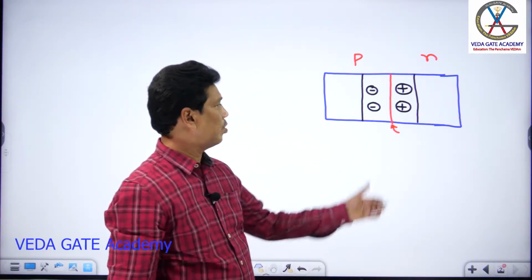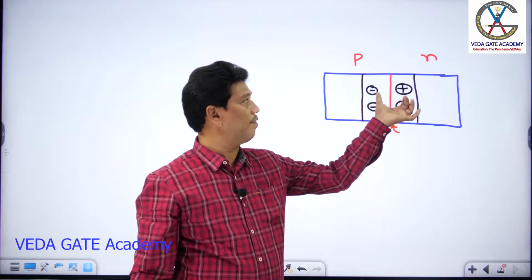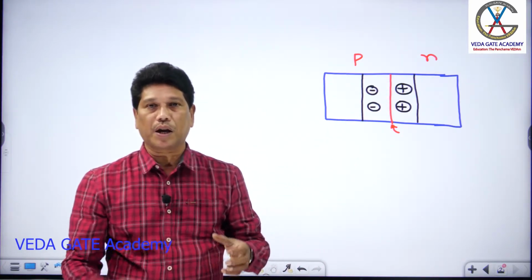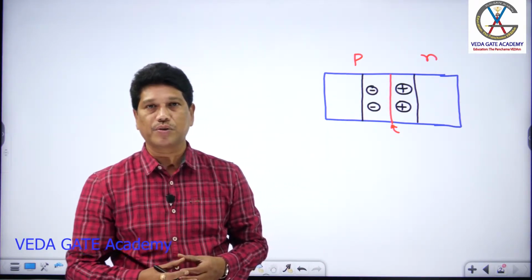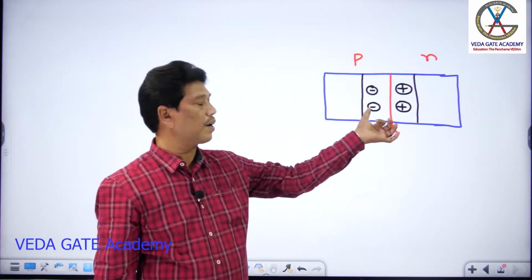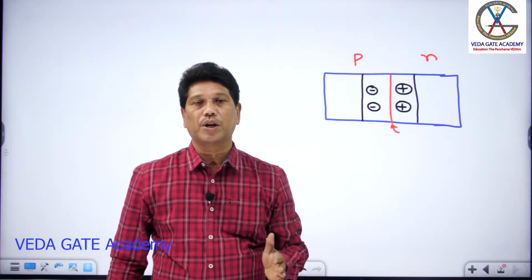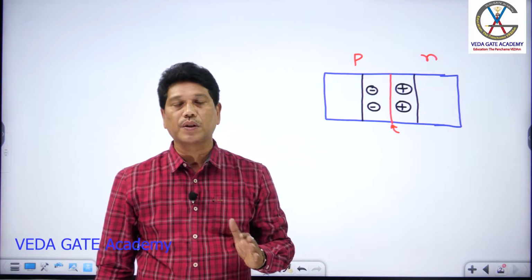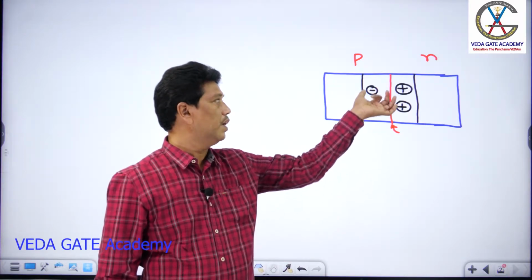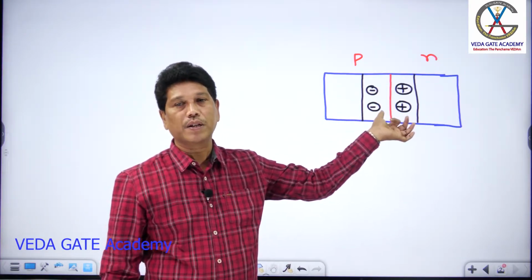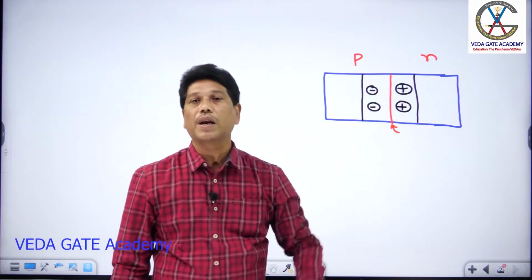Okay. So once you diffuse P-type and N-type together, across the junction there is some barrier effect, right? This barrier contains only ions. It does not have any majority or minority carriers. It has only ions. The types of ions are negative ions on the P side and positive ions on the N side.